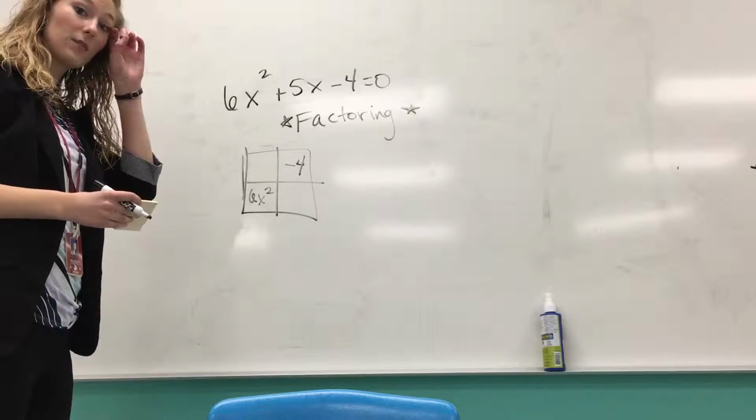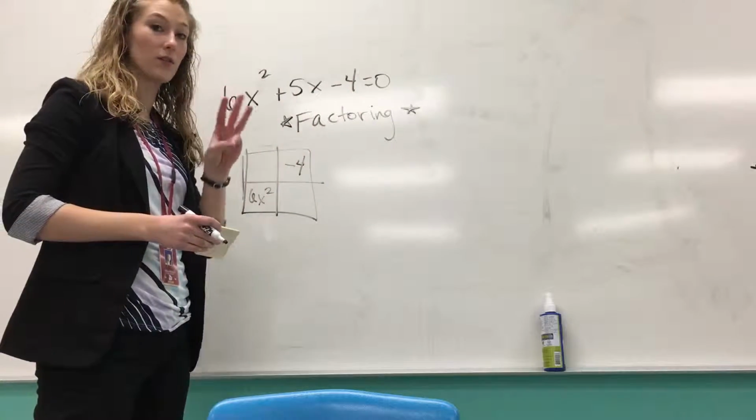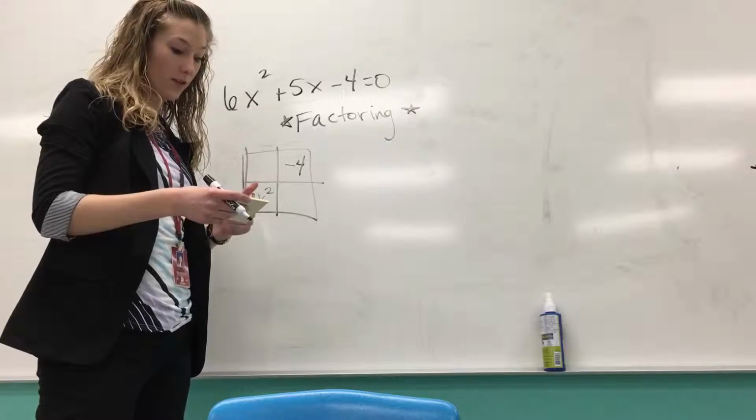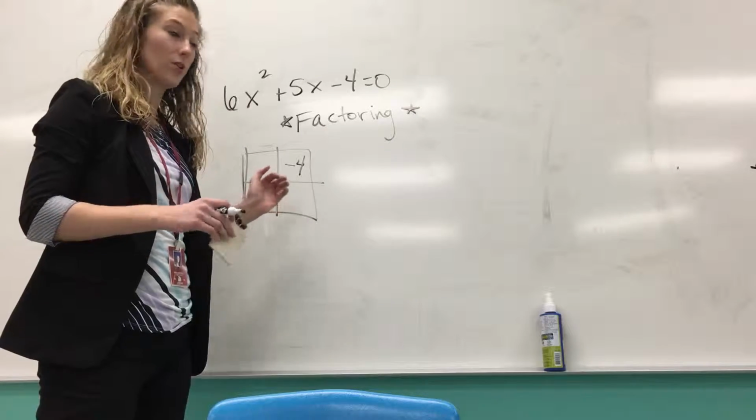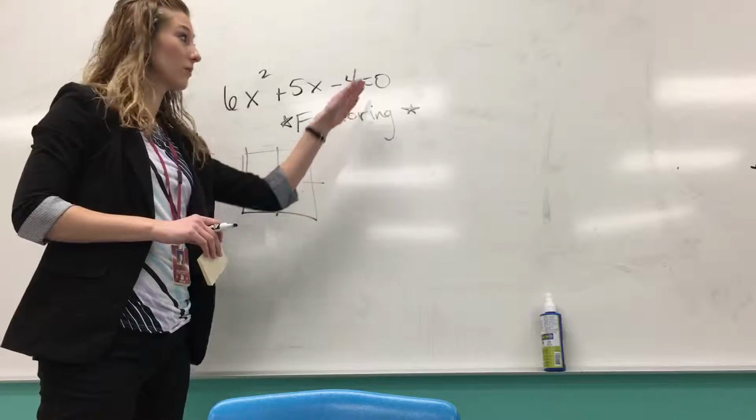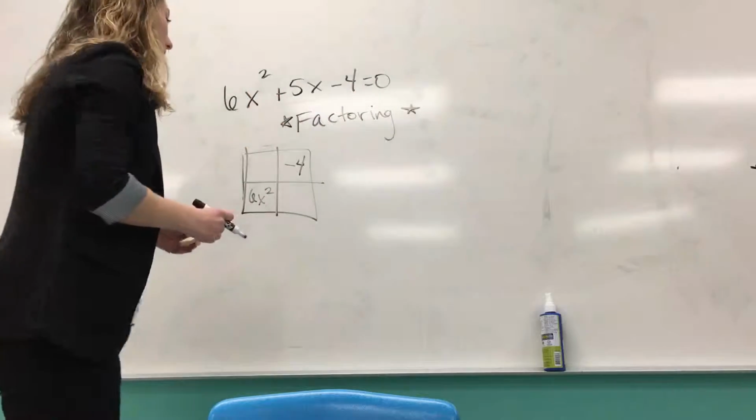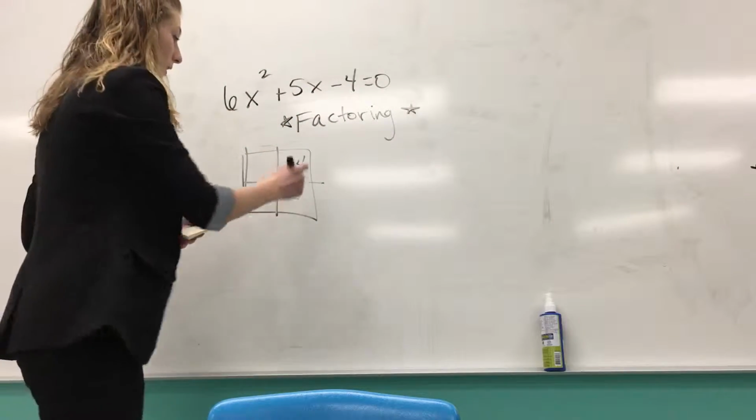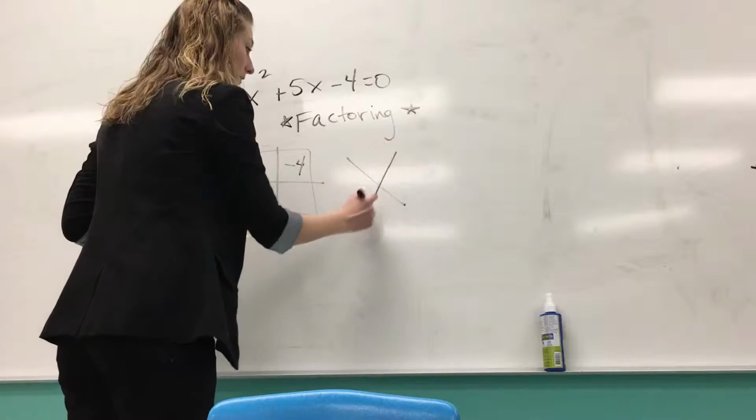So make sure that this has to be set equal to 0 before I can do any of those three methods. I think another problem on factoring I was going to try to show you has it equal to something else first, so subtract it over if that's happening. So here's this, so I'm going to multiply these two together to get my diamond.